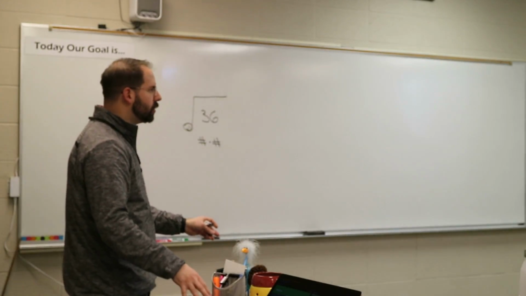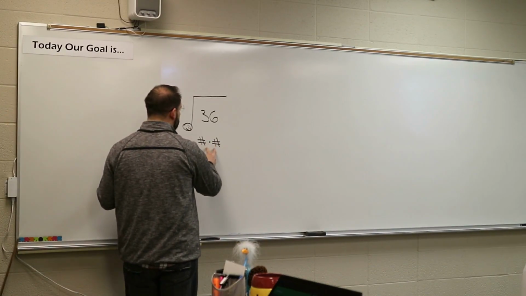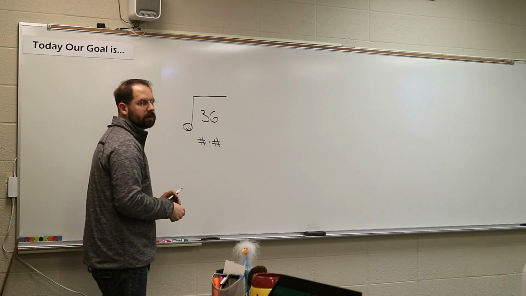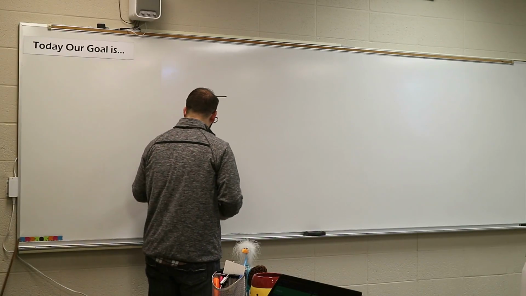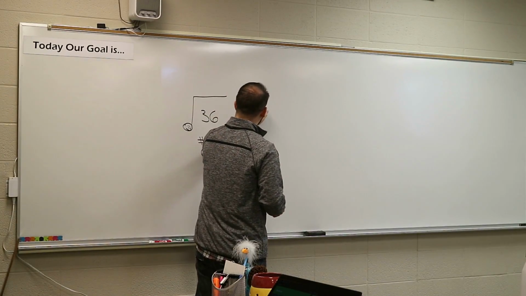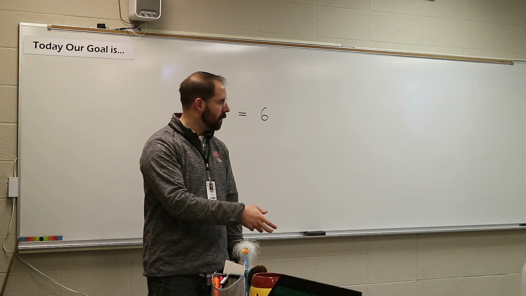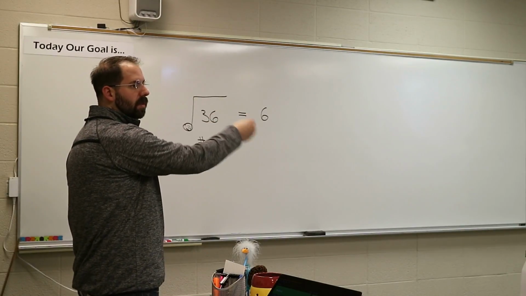There's a lot of combinations that can give you 36. But I'm looking for numbers that multiply together to give the same number, that would multiply to give me 36. 6 and 6, right? 6 times 6 would give me 36. So the answer for this problem is the number that multiplied on itself. That's what you're looking for. Does that make sense now?